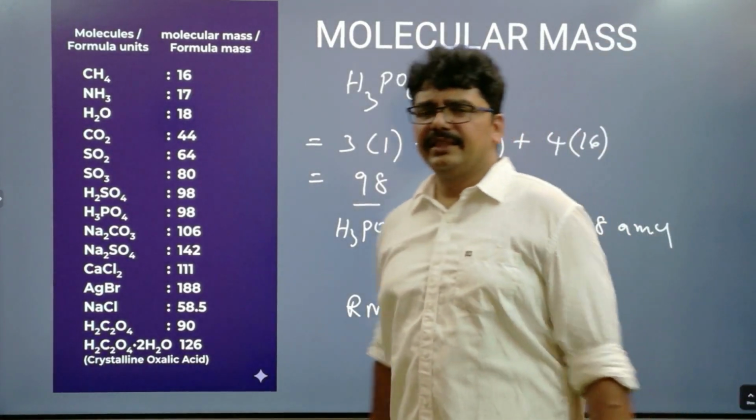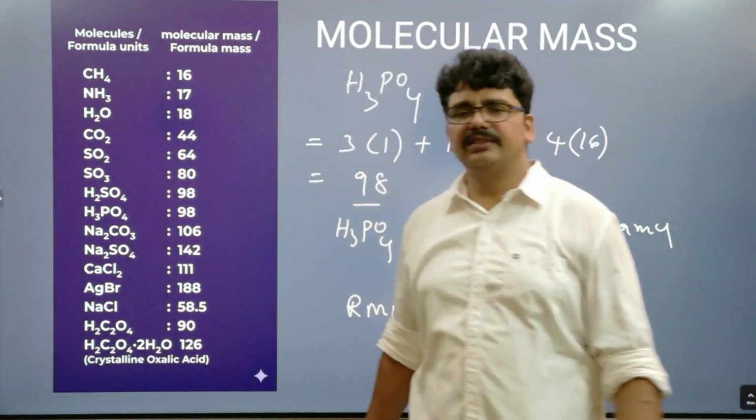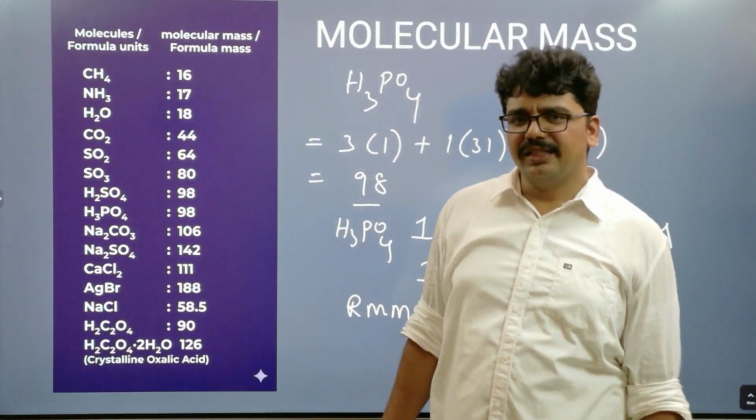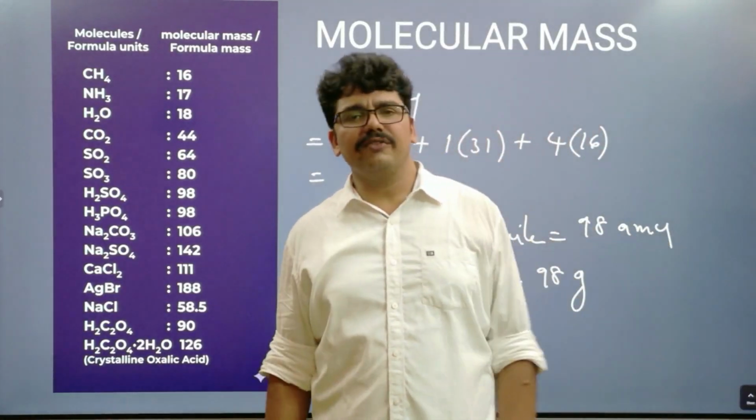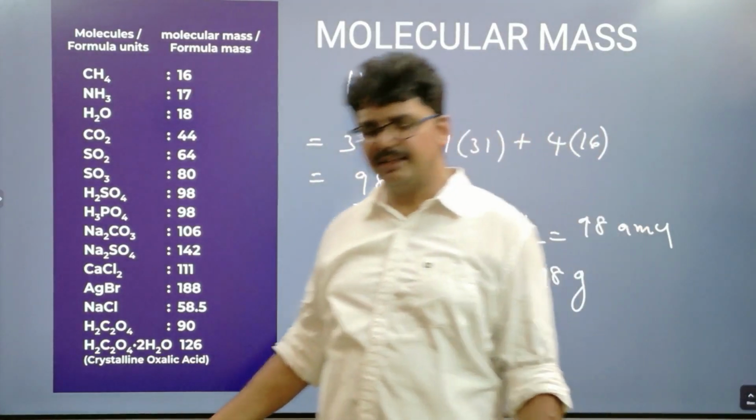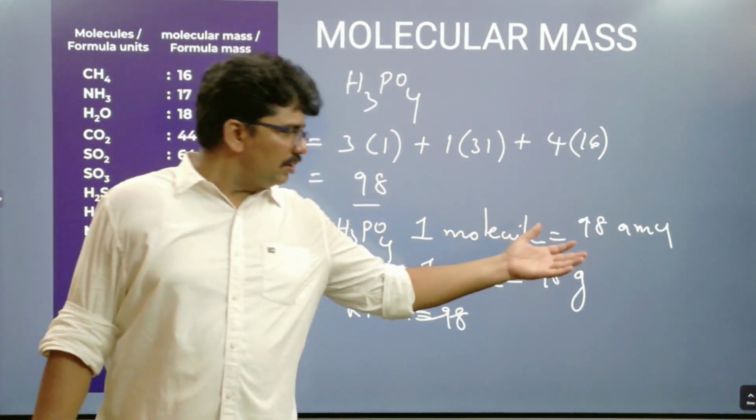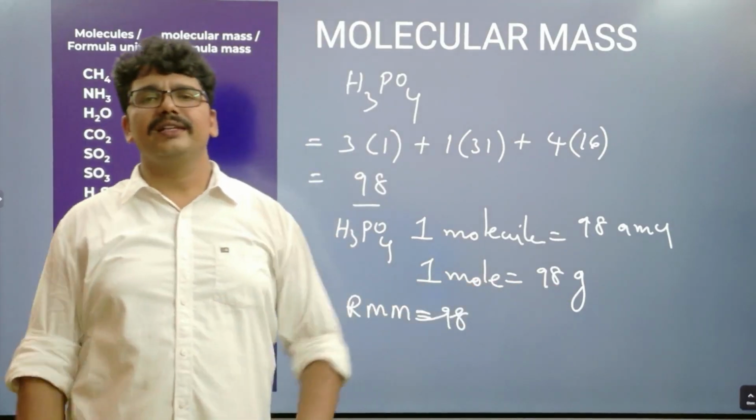Anyway, the important thing is that I have given some example molecular masses: methane 16, ammonia 17, carbon dioxide 44, sulfuric acid 98, phosphoric acid 98, calcium carbonate 100, sodium carbonate 106. Right? Like this, you should know molecular masses.